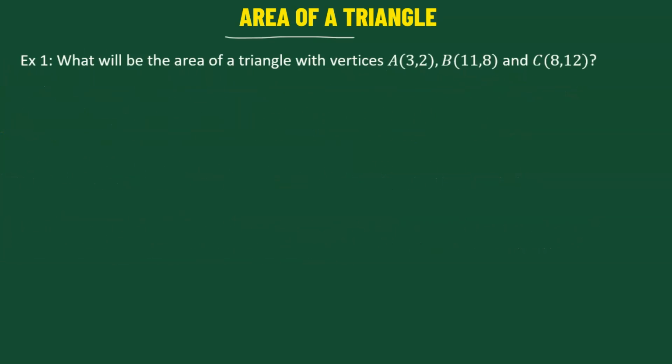So here we have the problem. What will be the area of a triangle whose vertices are given? So let's try to solve this problem. So here we have the point A given by 3, 2. So we have already considered that A corresponds to x1, y1. That immediately tells us that the value of x1 is going to be 3 and the value of y1 will be equal to 2. Fine. Coming to point B. So B, we are given the coordinates 11 and 8.